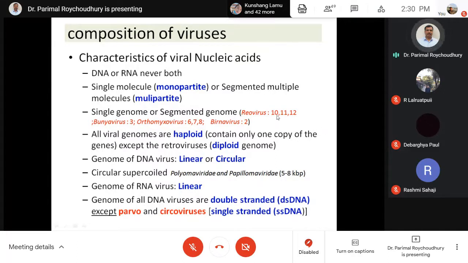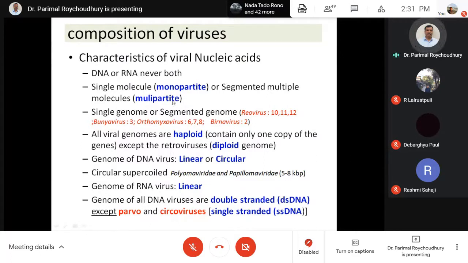They have 10, 11, 12 different segments in the case of reoviruses, birnaviruses have 2 segments, and orthomyxoviruses, which include the influenza viruses of animals and humans, or any other marine animals also. The influenza viruses have 6, 7, or 8 segments depending upon their genus. So all the genes of the organism are distributed in these different segments.